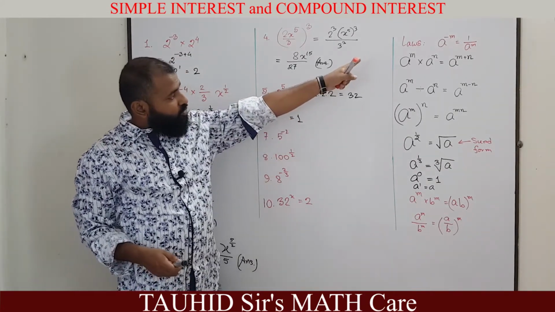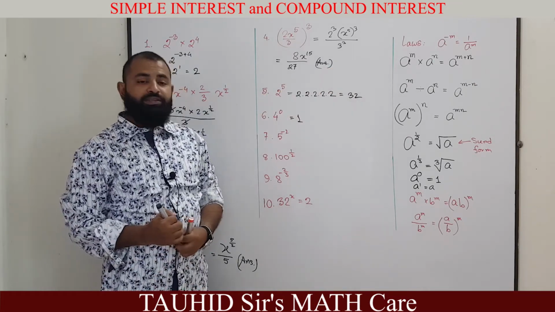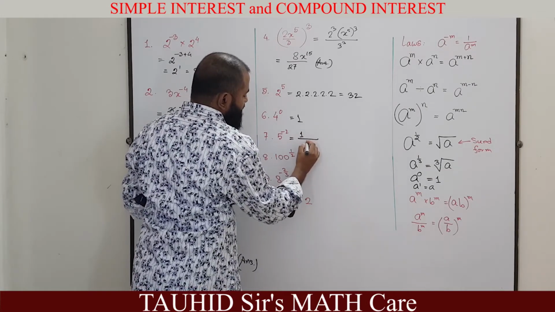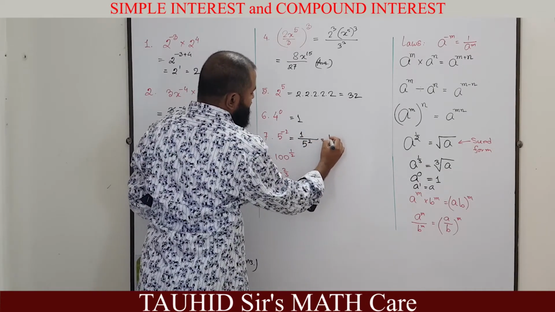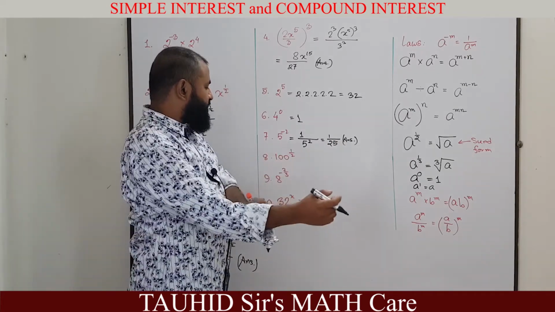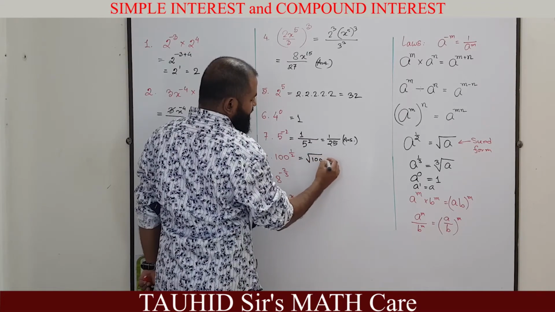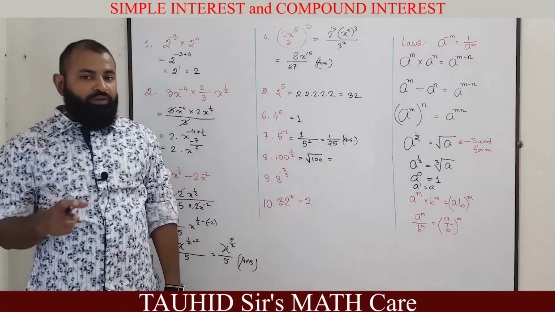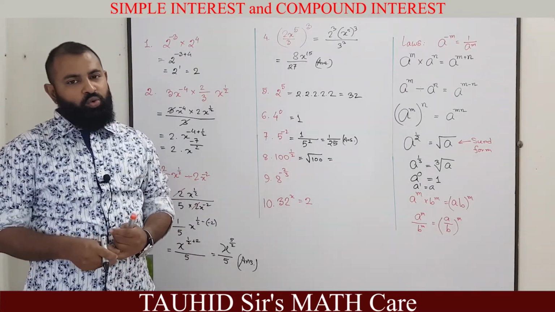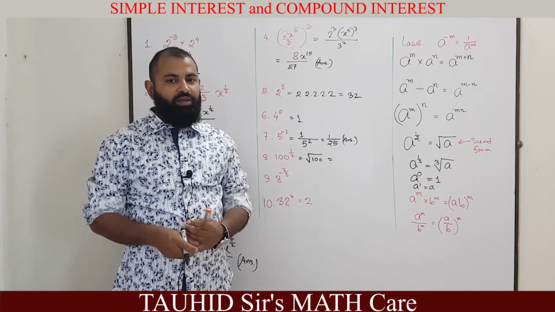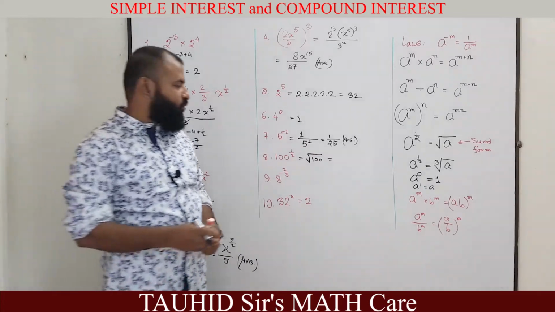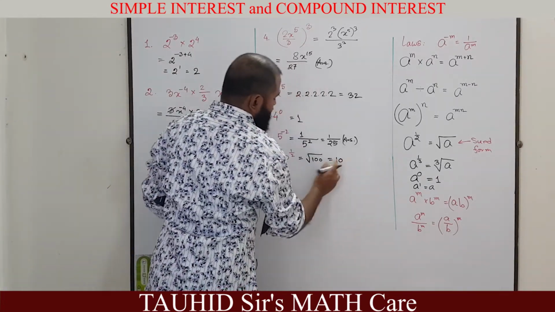You can see the first formula here, that a to the power minus m means 1 divided by a to the power m. It means 5 to the power minus 2 means 1 divided by 5 square equal to 1 divided by 25. 100 to the power half, that means root over 100. And as you are an O-level student and I already taught you that you must memorize the squares of 1 to 15 and the corresponding roots. That means root 100 equal to 10. You must have memorized it already, equal to 10, answer.